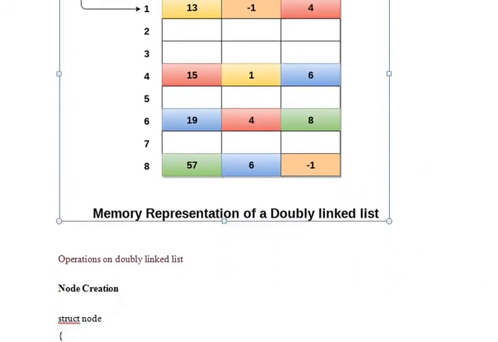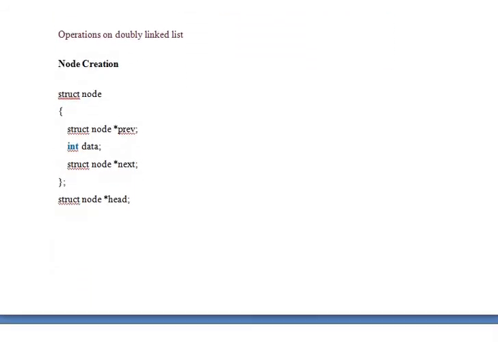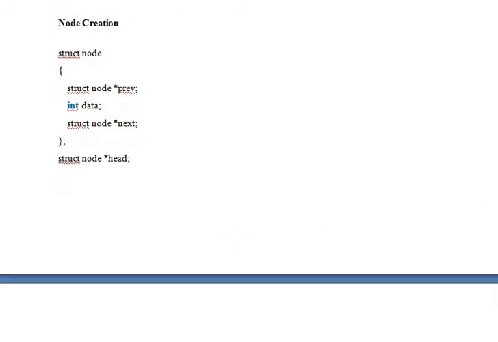This is the memory representation of a doubly linked list. See how we are getting a node here. Already I have said how to create a node. So see here, the structure name is node, struct node, with previous, because it has 3 parts. The node contains 3 parts: previous, next, and the data. So struct node, head. This is how we are creating a node. We will see a program after completing the doubly linked list in the next class. We will see the operations on the doubly linked list now.